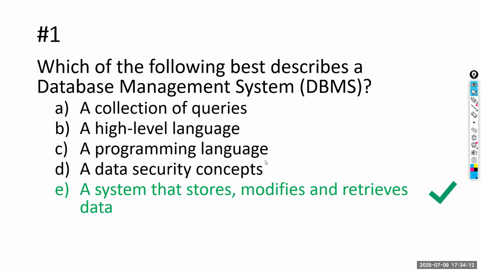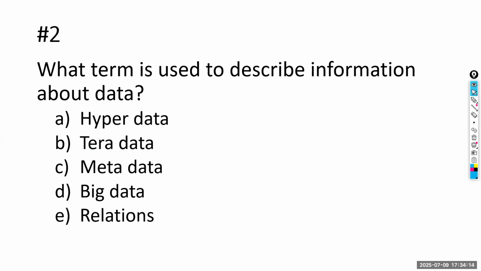Right. Second one. What term is used to describe information about data? Information about data. That is data about data. Hyperdata, teradata, metadata, big data relations. We discussed that today itself. Right? We call them metadata.